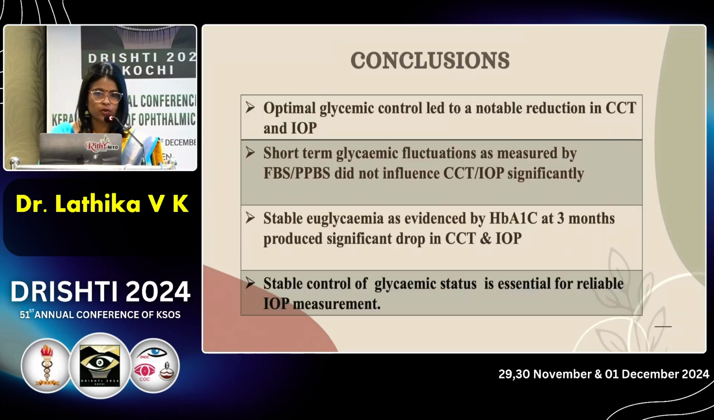So to conclude, optimal glycemic control did lead to a notable reduction in CCT values and IOP values. Short-term glycemic fluctuations as measured by FBS, PPBS did not influence either of these parameters significantly. Stable euglycemia, as evidenced by hemoglobin A1c levels at 3 months, produced significant drops in CCT and IOP measurements. And so stable glycemic status is essential for a reliable IOP measurement in diabetic patients.